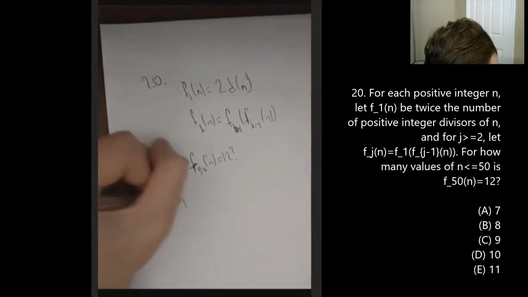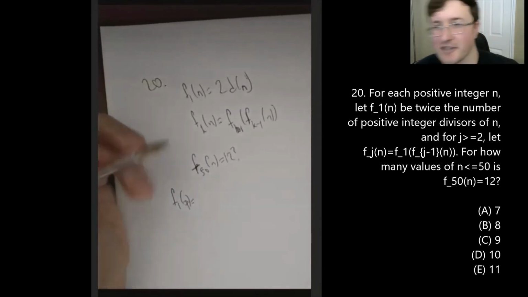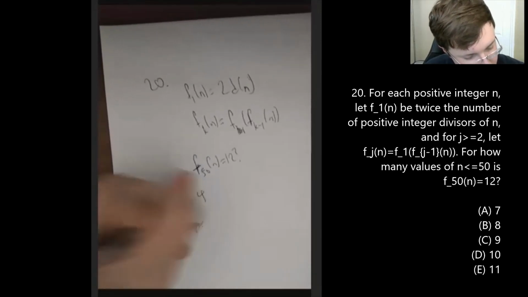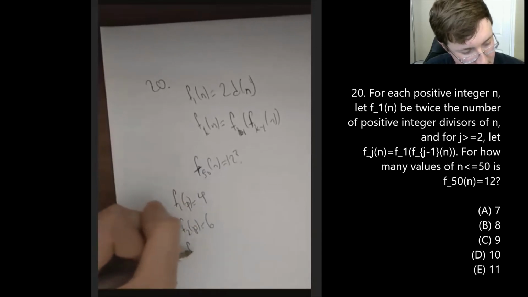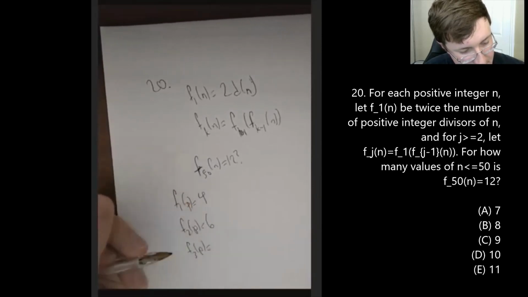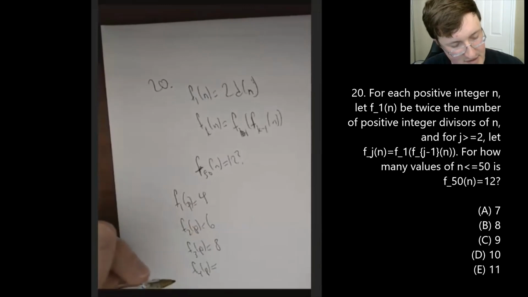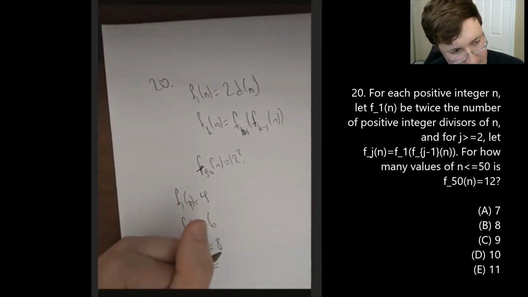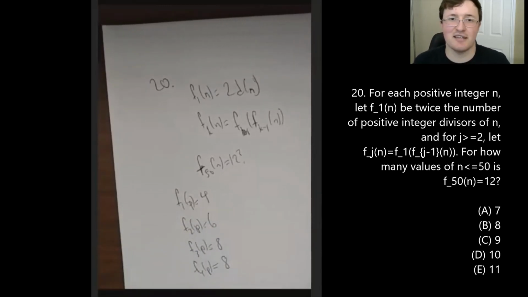Let me start out with a prime. So F1 of p is 2 times the number of divisors of p, which is 4. F2 of p is 2 times the number of divisors of 4, which is 6. F3 of p is 2 times the number of divisors of 6, which is 8. Okay, I guess I'll keep going. 2 times the number of divisors of 8 is also 8.